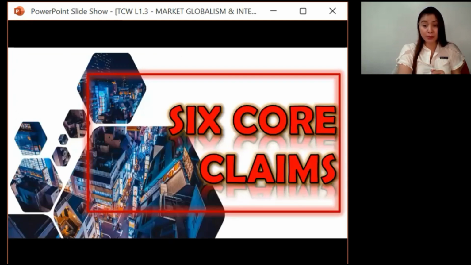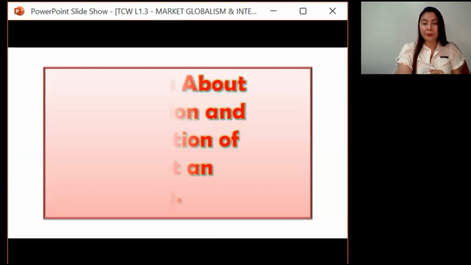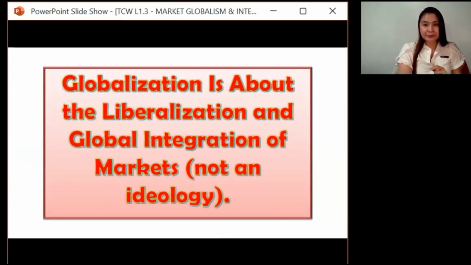Okay, so now we will move forward to another topic, and now let us tackle the 6 core claims of globalization. Okay, so the first claim is that globalization is about liberalization and global integration of markets, not an ideology. So, in other words, the concrete outcomes of market interactions are neither intended nor foreseen, but are the result of the workings of what Adam Smith famously called the invisible hands.